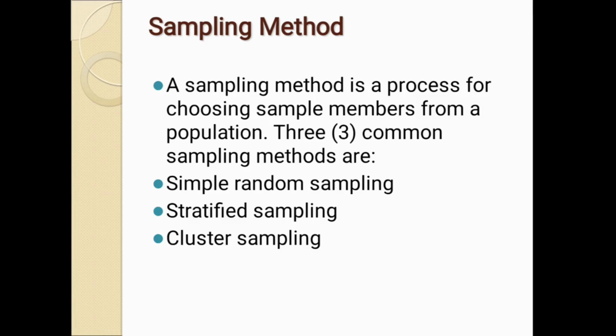Now, what is sampling method? A sampling method is a process for choosing sample members from a population. Three common sampling methods are simple random sampling, stratified sampling and cluster sampling.